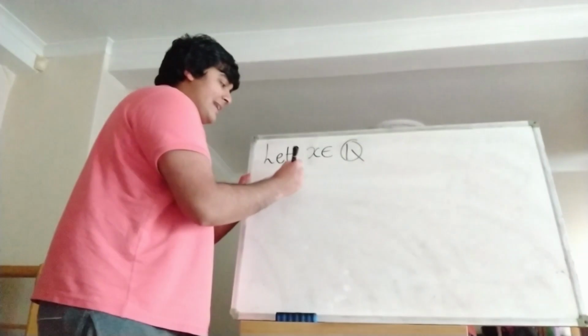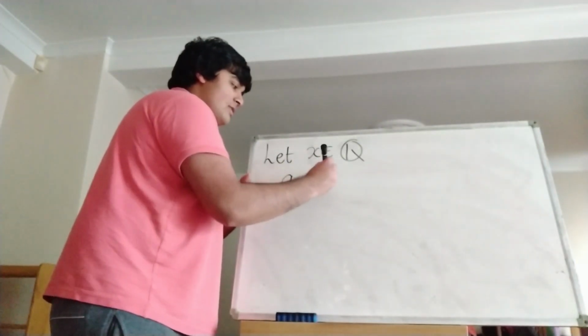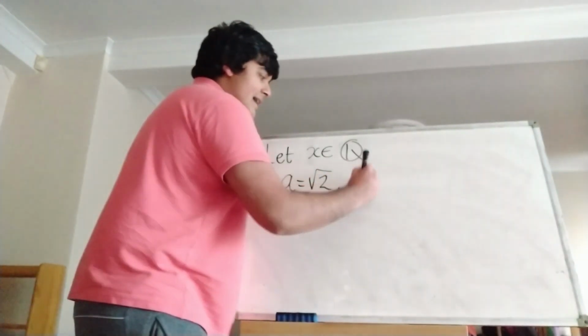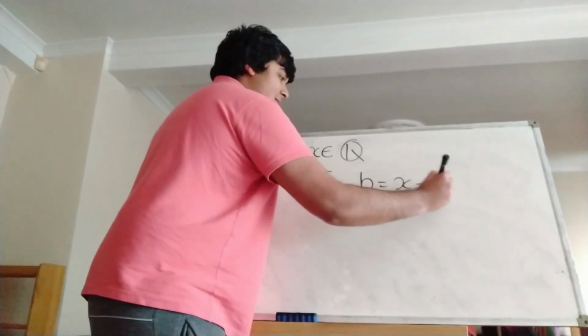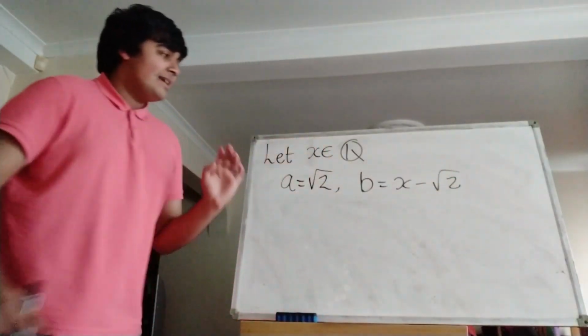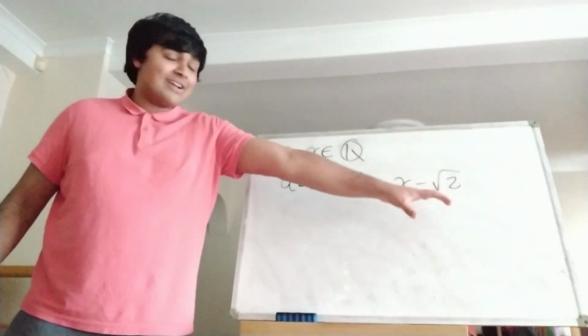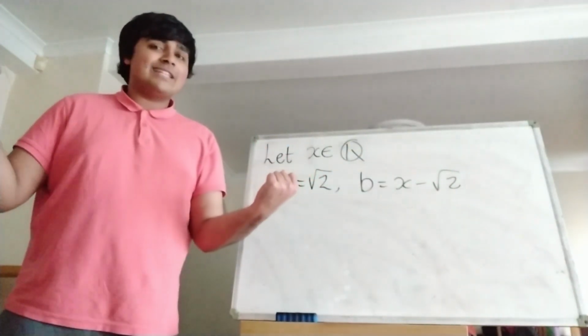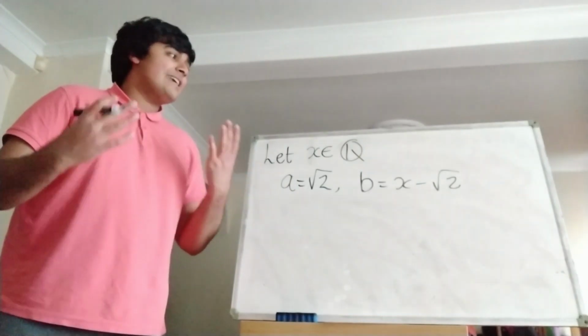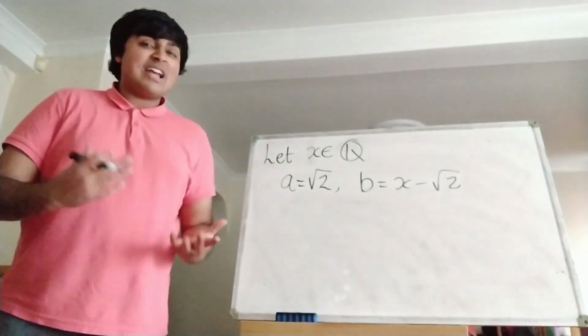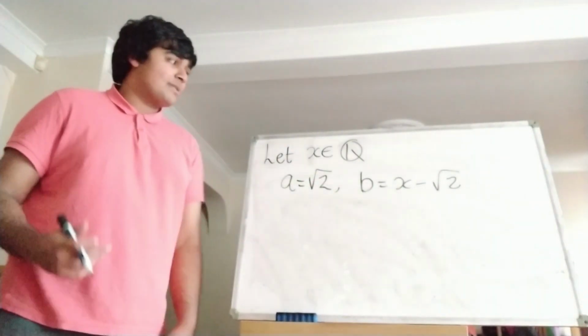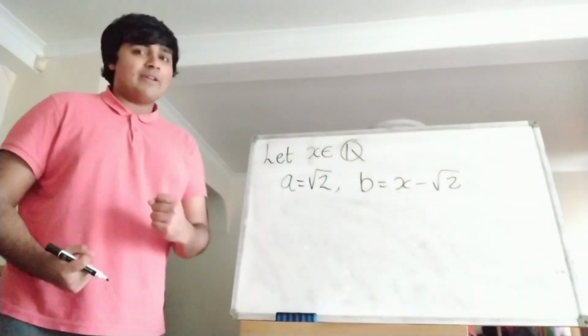What I'm going to do is simply let a equal the square root of 2, which we know is irrational, and then b equal x minus root 2. Okay, now because x is rational and the square root of 2 is irrational, a rational number minus an irrational number is certainly irrational. So a and b are both irrational, so we can plug them into that property of f. f of ab equals f of a plus b.